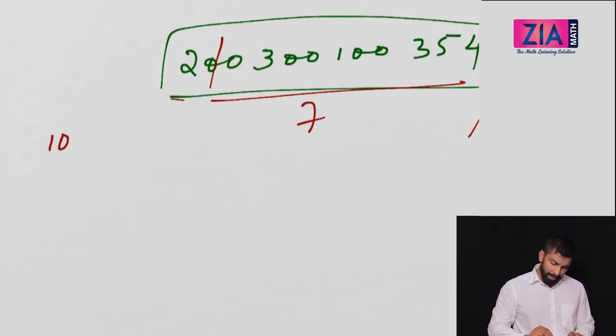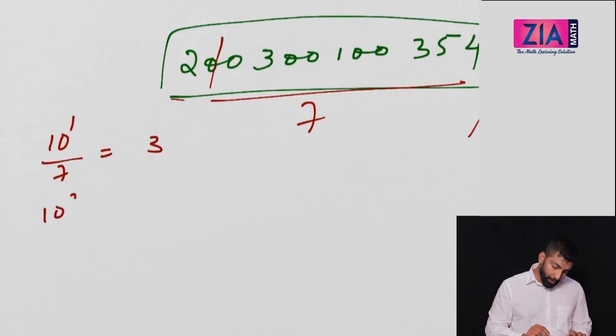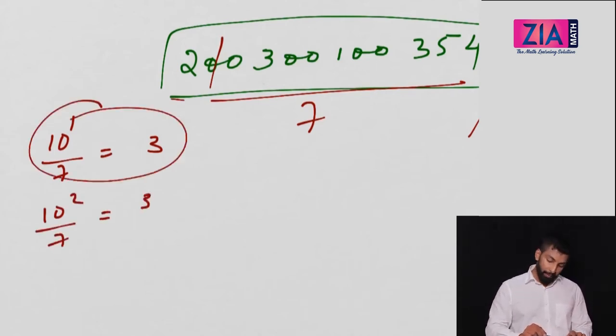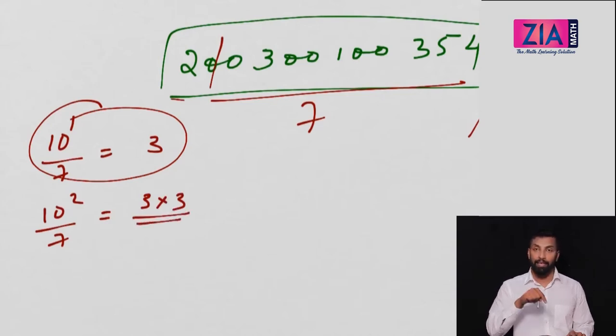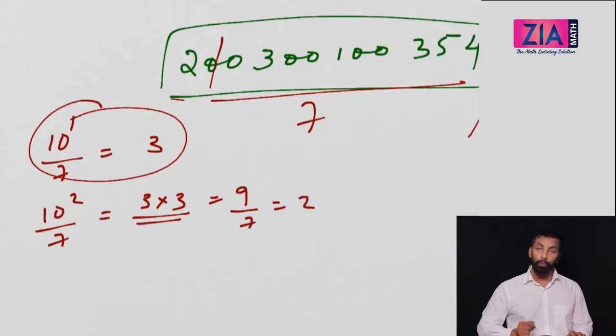So if you see 10 raised to 1 divided by 7, what is the remainder? 3. So what will be 10 raised to 2 divided by 7? What will be the remainder? 10 raised to 1 by 7 you got 3, so it will be 3 into 3 as per the basic remainder theorem, if you have already attended the first session. So you get 9. 9 is greater than the divisor, so you further divide by 7, you get 2. So still I am not getting plus 1 or minus 1.